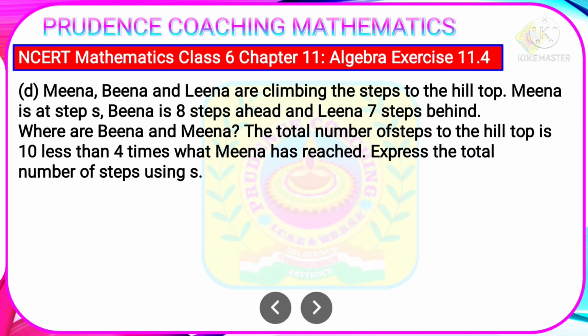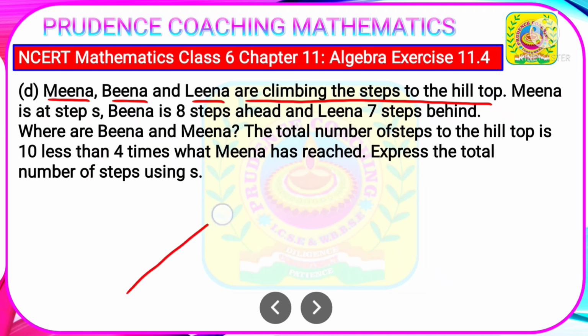Let us start the next sum, that is sum number D. Meena, Bina and Leena are climbing the steps of the hilltop. So Meena, Bina and Leena are climbing this hill. Meena is at step S. So we don't know exactly where Meena is, but it is representing step S according to the question. Means we are using variable S to represent the position of Meena.